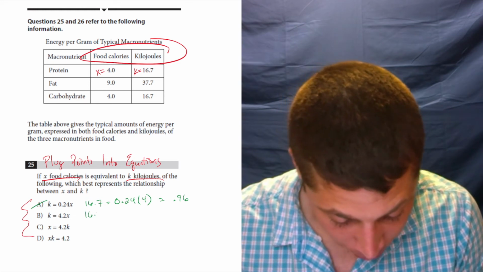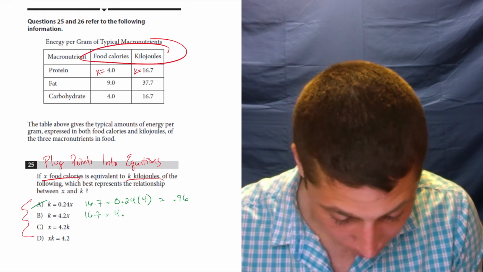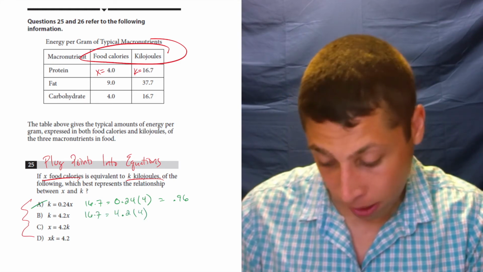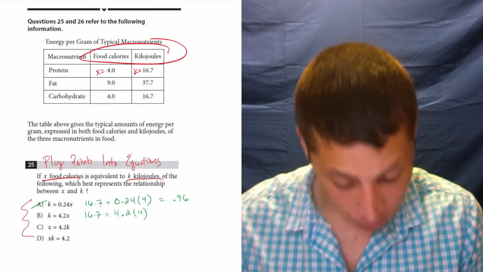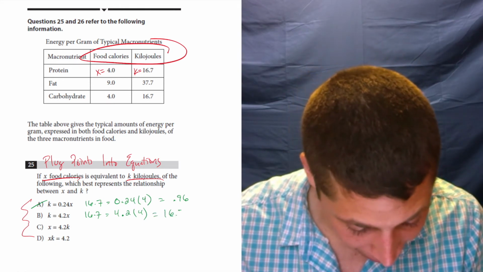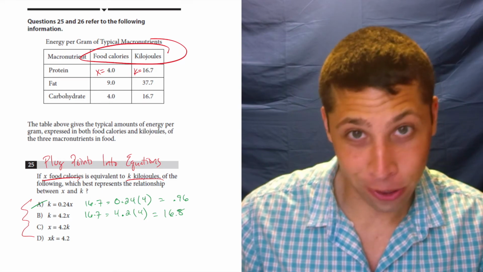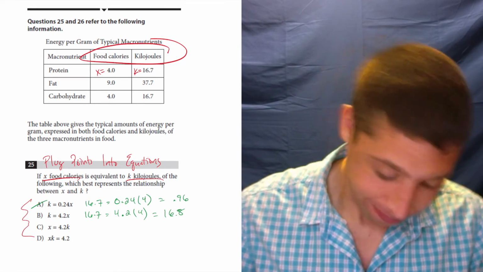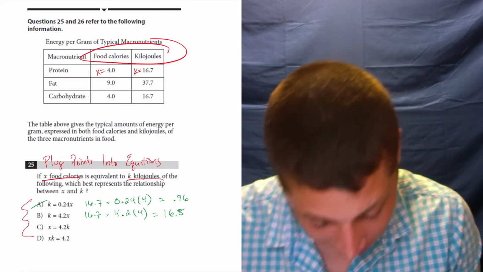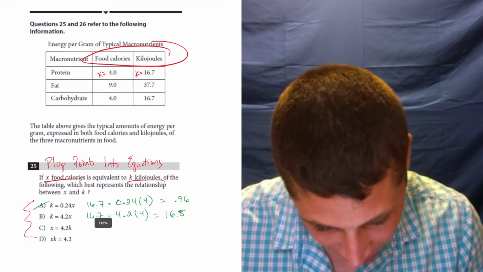But 16.7 equals 4.2 times 4. Well, that sounds like it's going to be right. 4.2 times 4 is 16.8. Uh-oh, so it's not perfect. Let's keep trying. Maybe there's something that's perfect, but I think that's just estimating here.